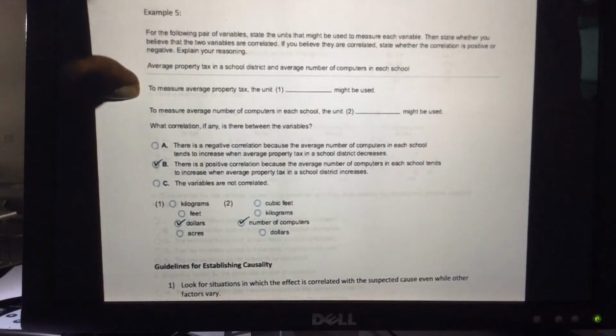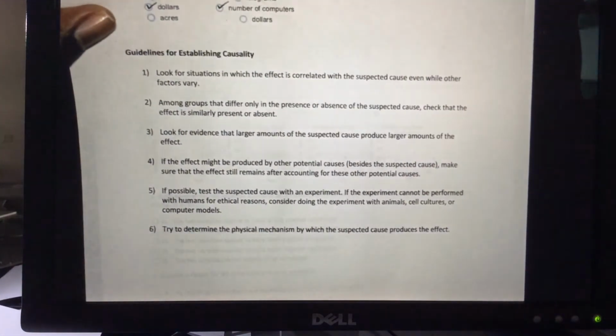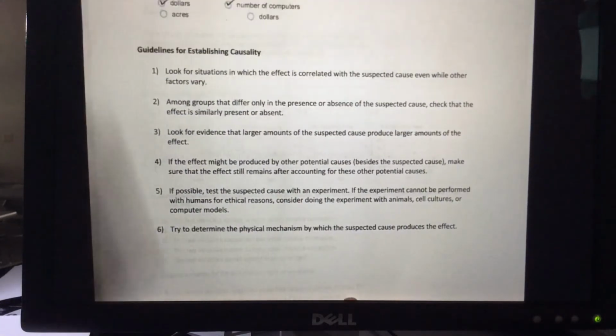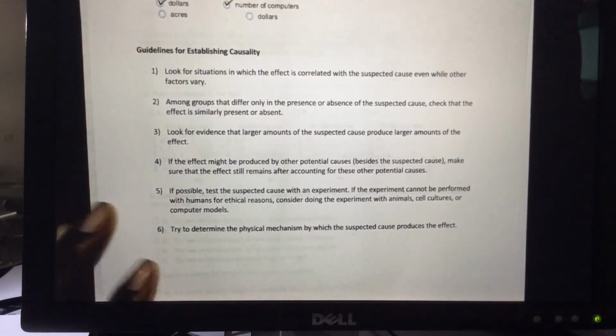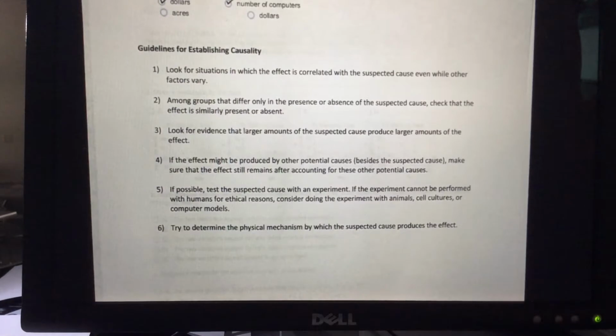All right, now, next we'll look at some guidelines for establishing causality. Now, there are 6 guidelines that we need to look at. Number 1, you want to look for situations in which the effect is correlated with the suspected cause even while other factors vary.